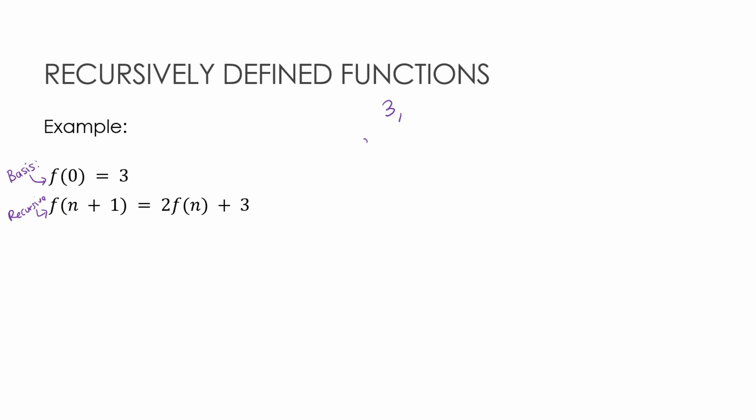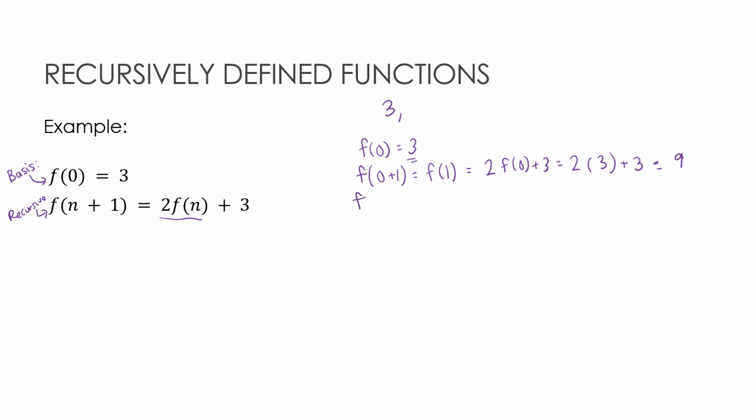So I already know that f(0) is 3, and they're saying find f(0 + 1), which is f(1). So how do I find f(1)? Well, I take 2 times f(0) plus 3, or 2 times 3 plus 3. That's 6 plus 3, which is 9.